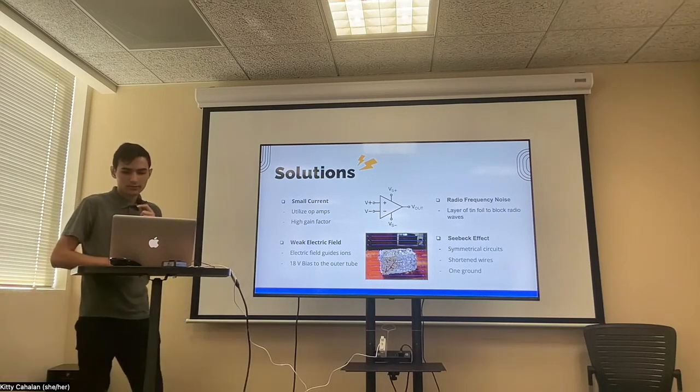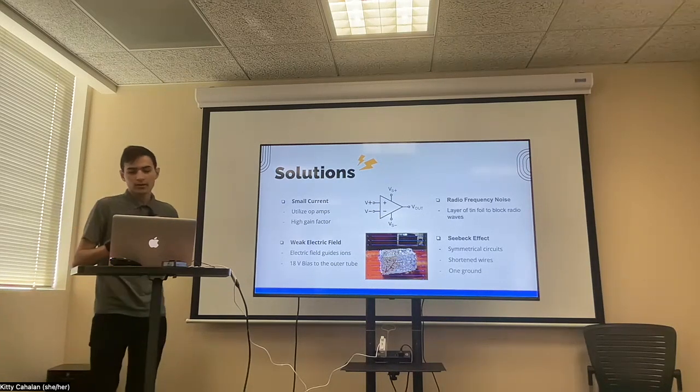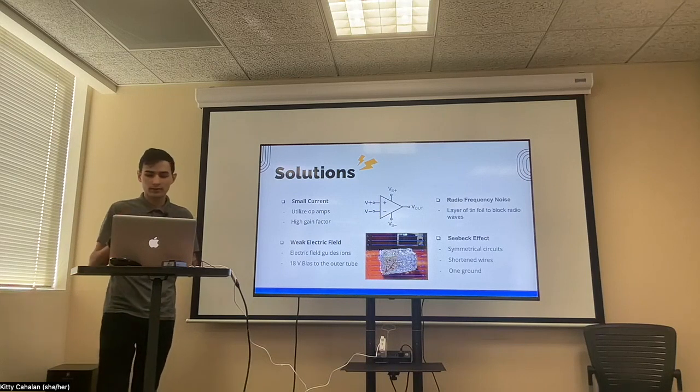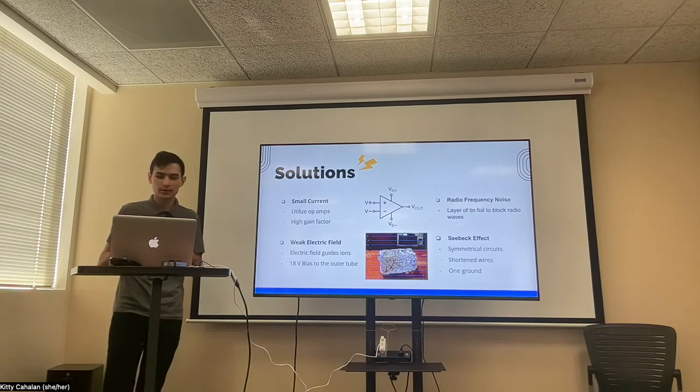To protect against the radio frequency noise, we coated the entire box in tinfoil. So all of our circuitry and the condenser was inside tinfoil. For the Seebeck effect, after we got our circuits working, we decided to condense them, making the wires shorter, removing any unnecessary components, and we grounded all of our components onto one ground just to make sure there was as little error as possible.